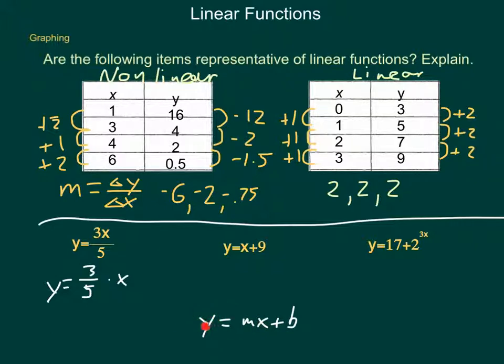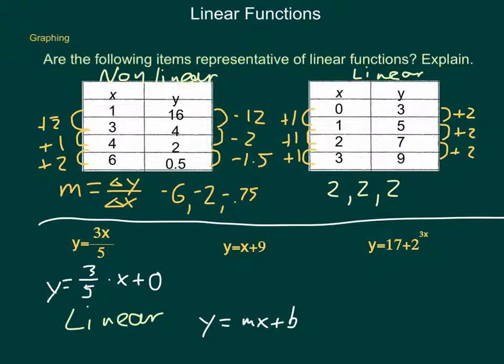Well, I see my y, I see my m, it's 3/5, I see my x, I do not see a b, but anytime we are adding, we could always add 0. So yes, this is linear. We have a constant rate of change, and we do have a y-intercept given.